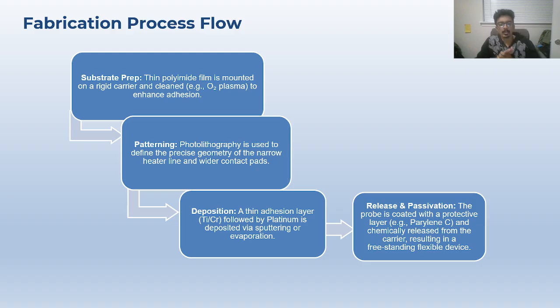And in the deposition part, a thin adhesion layer of titanium or chromium followed by platinum is deposited via a sputtering process or evaporation. And in the last phase, for release and passivation, the probe is coated with a protective layer, which is Parylene C, and chemically released from the carrier, resulting in a freestanding flexible device.